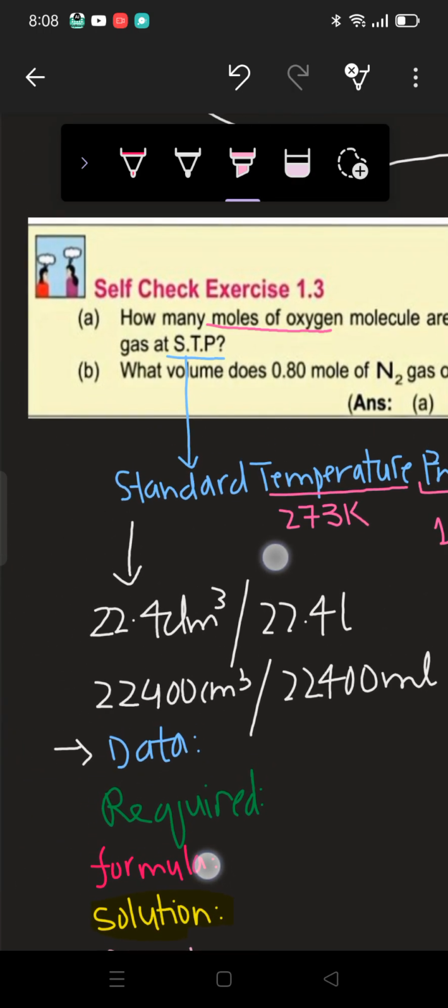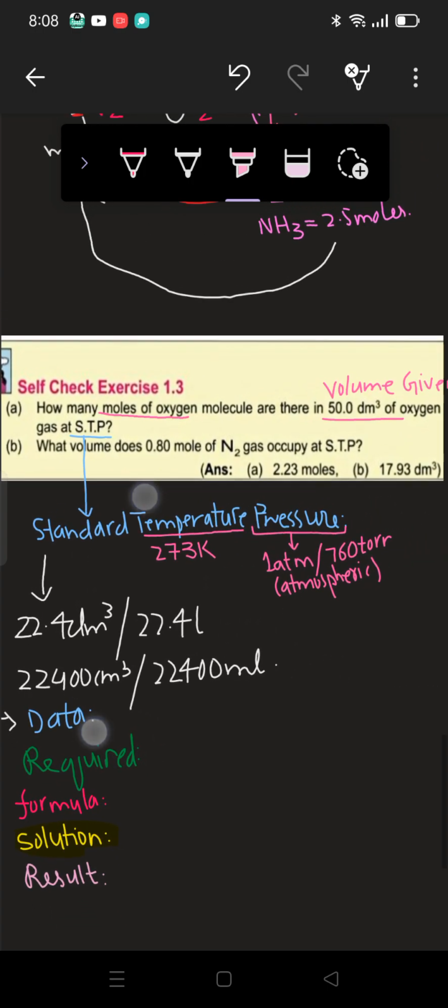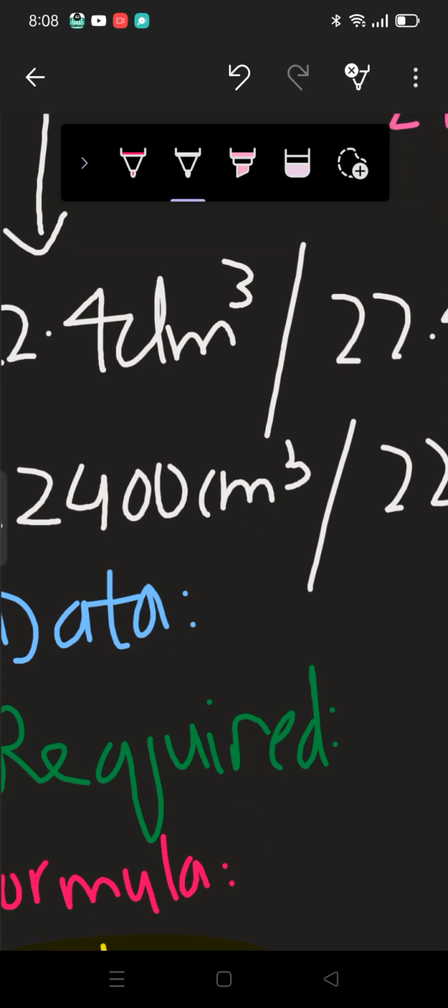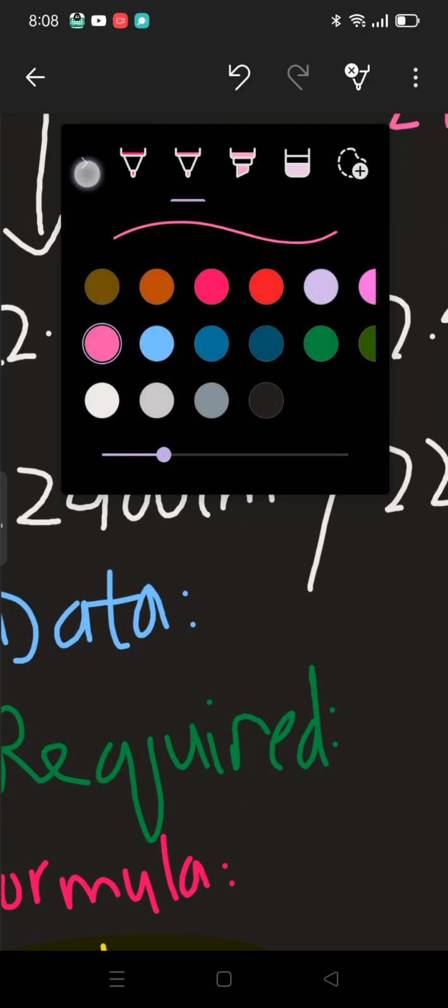Initially, let's make the data. What they have given us in the data is a volume. There is a given volume, so the volume is given in the question.